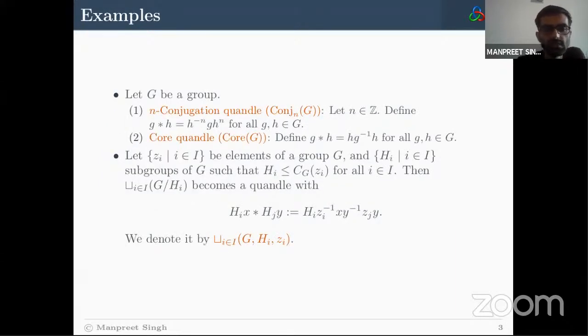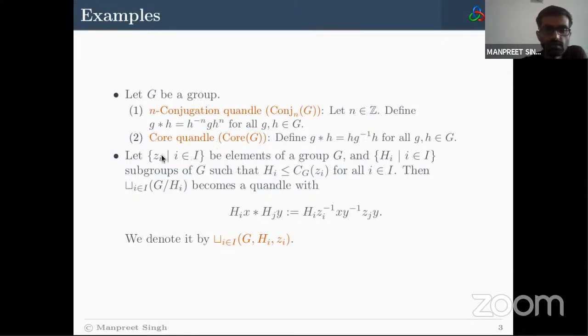Some natural examples of quandles arise from groups. Let G be a group, and take any integer n. We define an operation on the set G by G star H as H inverse to the n, G, H to the n. This forms a quandle and is known as the n-conjugation quandle. If we define the operation G star H as H G inverse H, then this is known as a core quandle. These are basically functors from the category of groups to the category of quandles.